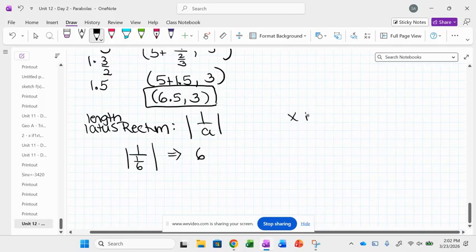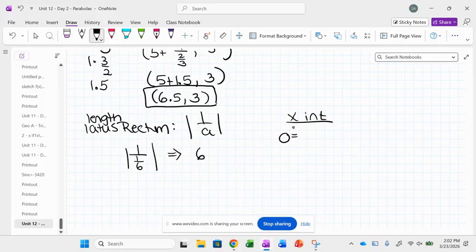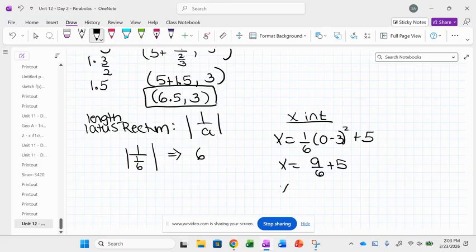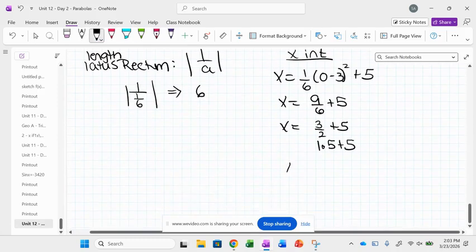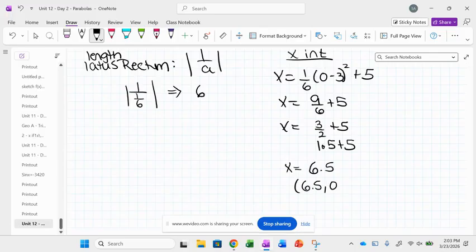Now let's find the x-intercept. So we're going to have 0 is equal, oh, sorry, nope, not 0 is equal. We're going to have x is equal to 1/6 times 0 minus 3 squared plus 5. x is equal to 9/6 plus 5. x is equal to 3 halves plus 5. 3 halves is exactly 1.5, plus 5. So x is equal to 6.5. So it's the point 6.5 comma 0.